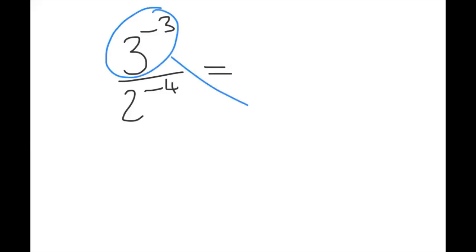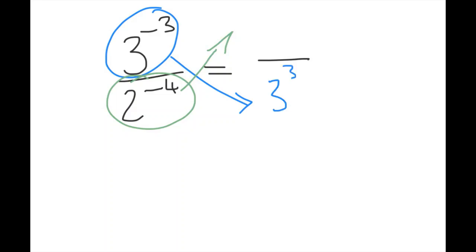Here we have 3 to the power minus 3 divided by 2 to the power minus 4. We do exactly the same. The minus does go to the bottom, and I'm going to take this to the top. The only reason I do that is because I just want to change the signs from negative to positive. So the 3 to the minus 3 goes to the bottom, becomes 3 cubed. The 2 to the minus 4 I take to the top, and that's 2 to the 4. That's the same one we did now. So that answer is 16.